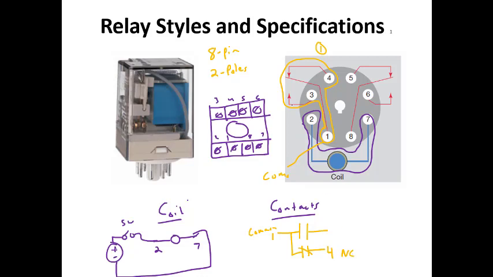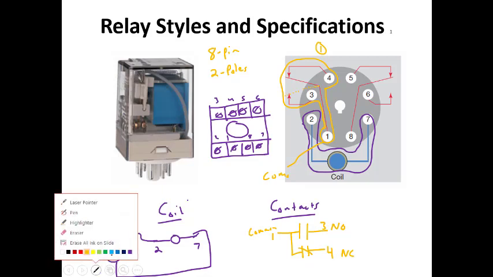And pin 3, which is here, what this is trying to show is that this could go from this position to this position if the coil was energized. So pin 3 is our normally open contact.